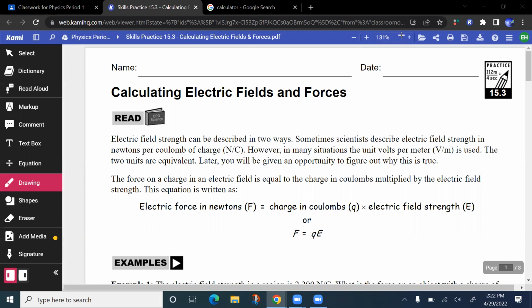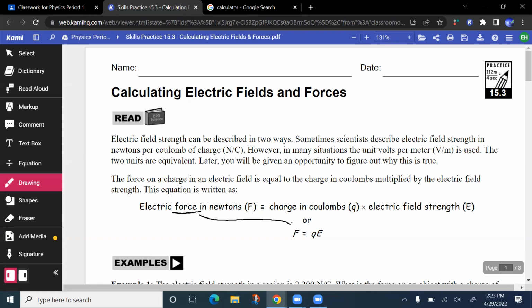The force on a charge in an electric field is equal to the charge in coulombs multiplied by the electric field strength. This equation is written as electric force F is equal to charge Q times electric field E. Let's break down this equation.